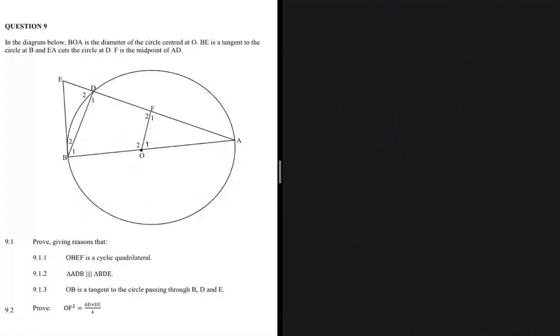This is the easiest question because all the answers are given to you in the statement, right? So let's look at this. In the diagram below, BOA is a diameter. We know that in Euclidean geometry, a diameter is important to us, right? So let's take that as a keyword and write it down. So we have diameter, right?